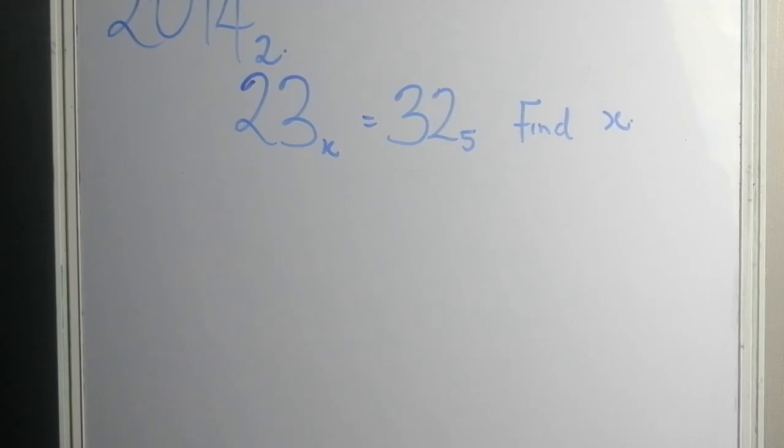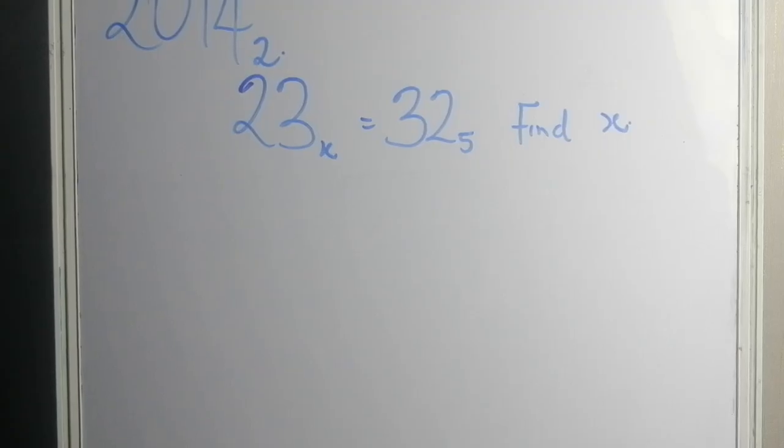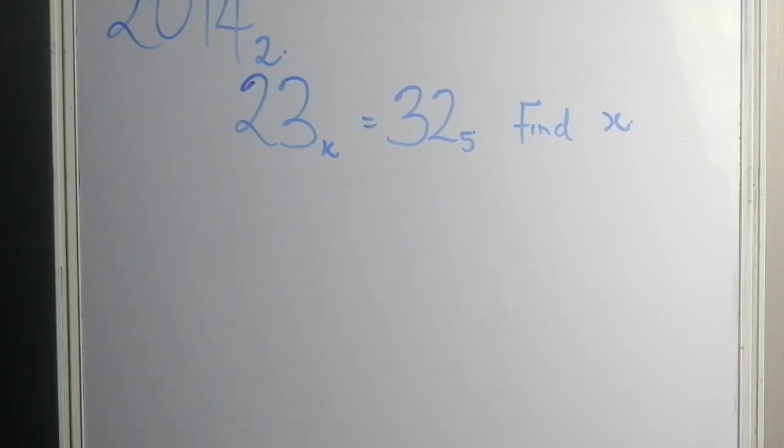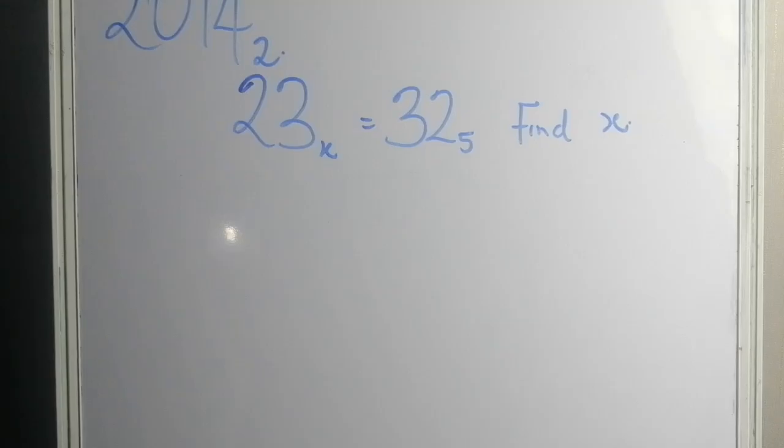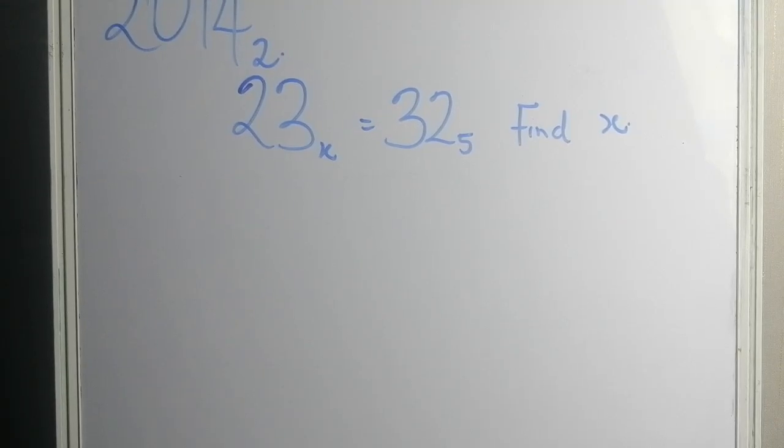This is a very simple question on number bases. 23 base x equals 32 base 5, and you're asked to find x. What do you do? We've been doing it all over again: convert to base 10. And we all know the condition to convert to base 10.